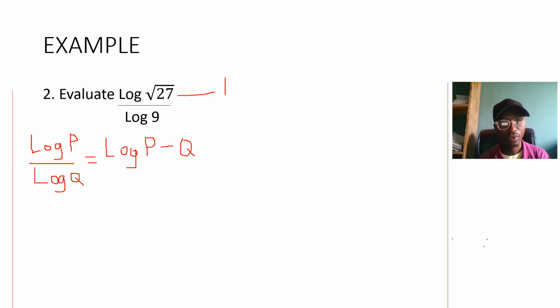So now let's identify our q and p. Our numerator is p, while our denominator is q. But in this kind of question, it may not be easy to subtract directly. So what can we do? What we can do is express these numbers 27 and 9 as the product of their prime factors in index form. Then we have log root 27 over log 9.